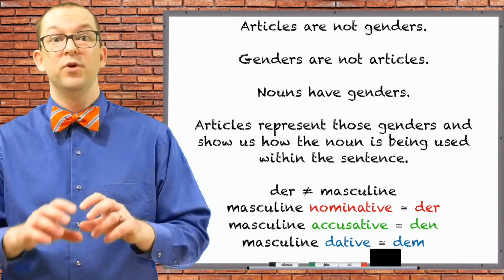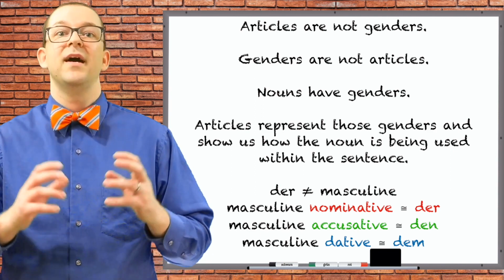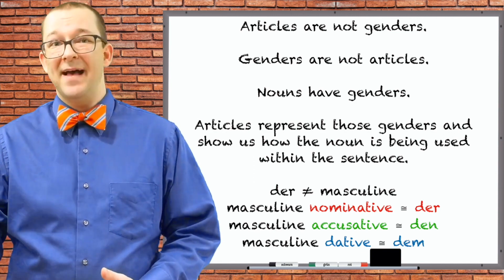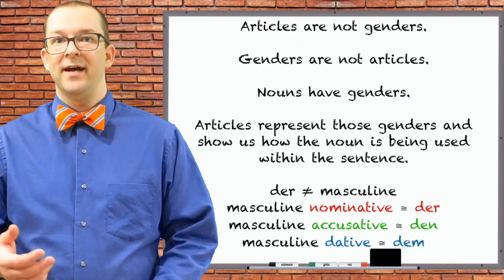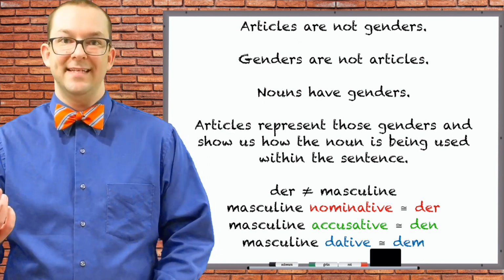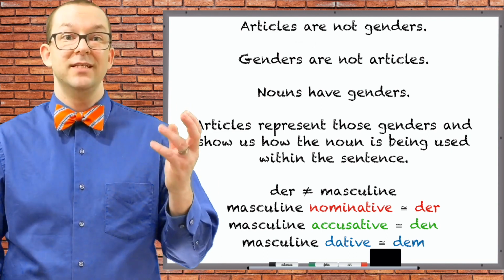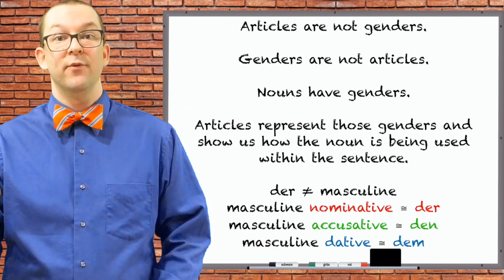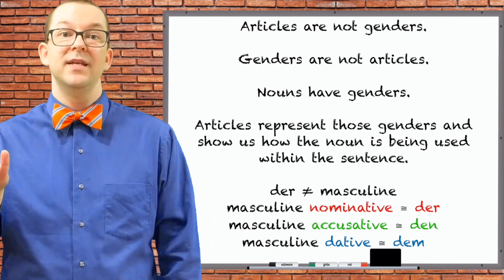The article that is put in front of that noun is determined by the gender and the way in which it is used. Don't think der means that it's masculine, but rather that masculine nouns, when used as the subject of the sentence, are represented with the word der. When the same noun is used in the accusative case, it is represented by den. When it's used as the indirect object, it is represented with dem.